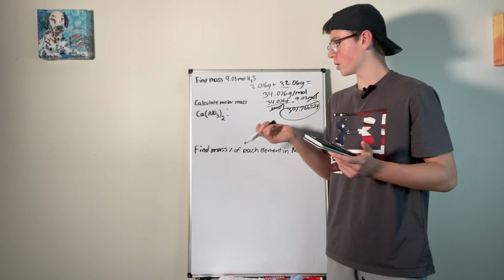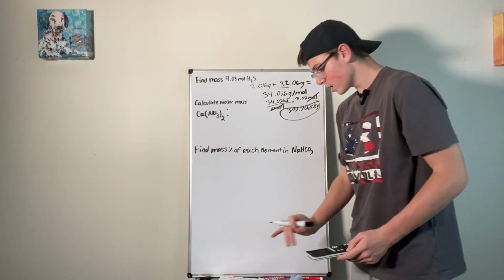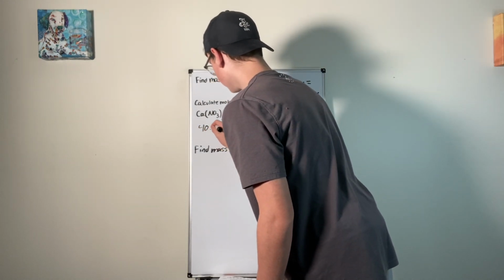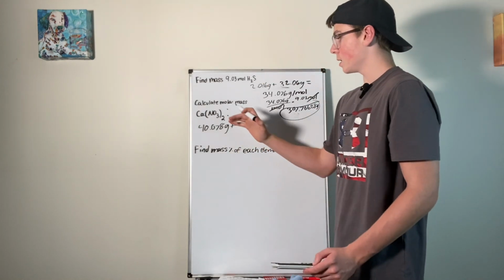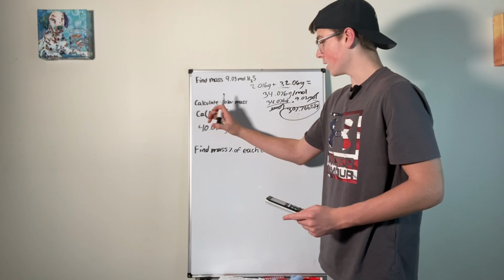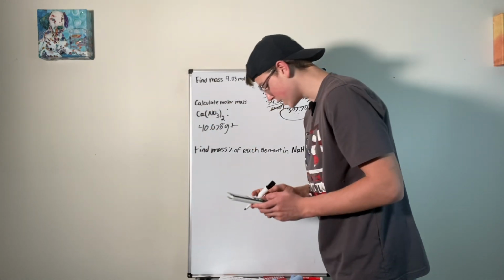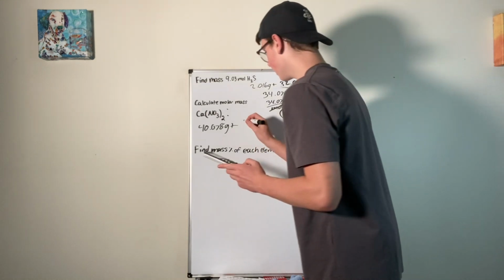Okay, now calculate the molar mass of calcium nitrate. Well, first of all, calcium is 40.078 grams per mole. There's 1 mole of that. Nitrate, well, I'm going to just do this individually. Nitrogen, there's 2 moles of that. So 1 mole of nitrogen would be 14.007. But we have 2 of them, so multiply that by 2.